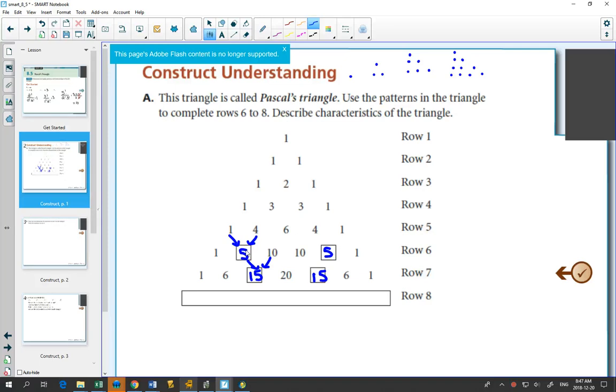Did anybody realize that every row always started with 1? Yes. Good. Nobody used this strategy? 1 plus nothing is 1. It still works. Okay? And then we got 7. Add these two, 21, 35, 35, 21, 7, and 1. Nice.